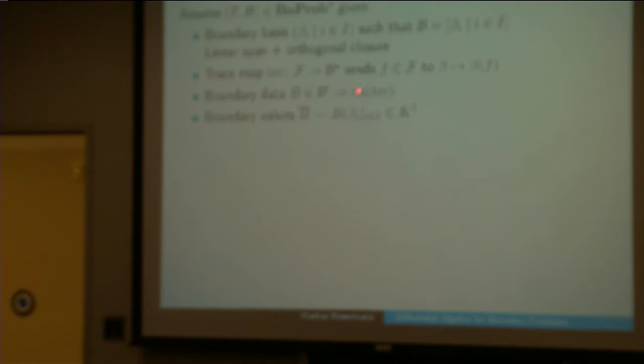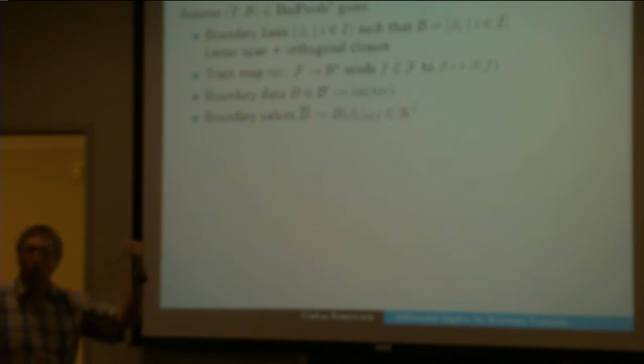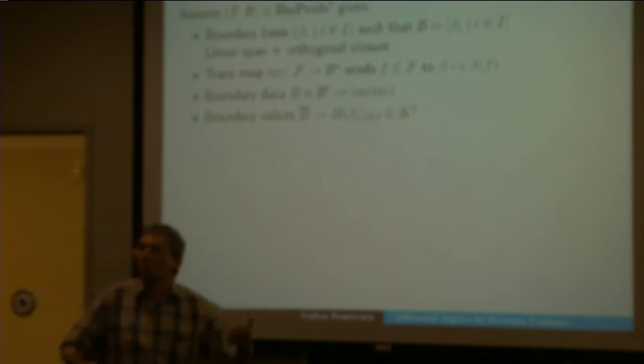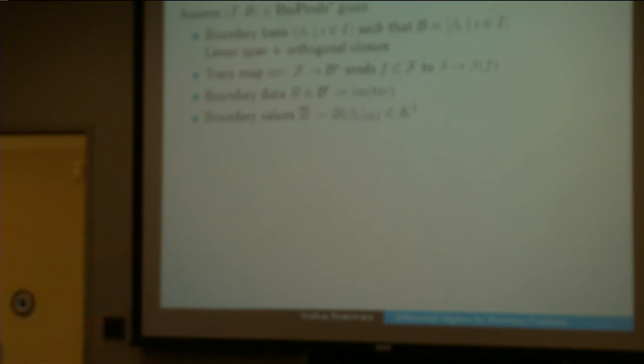But if I want to get down to the actual numbers, what I have to do is take a boundary basis, in the sense here, and then I take my boundary data and apply them on any element of the boundary basis. And then I get the mapping from i to k. So that's like a vector. It just has infinitely many entries in general, but it's like a vector of values.